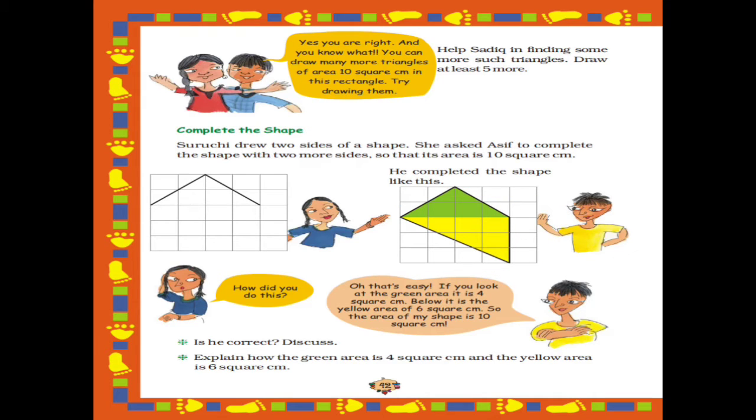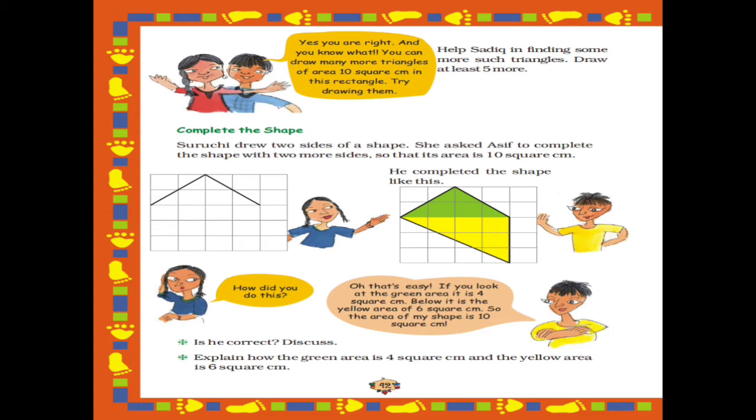Now let's read the question. Is he correct? Discuss. Now we have to discuss whether Asif is correct or not. So you will write in this question, yes, he is correct. Let's discuss how he is correct. Explain how the green area is 4 square centimeter and the yellow area is 6 square centimeter. So let's see.